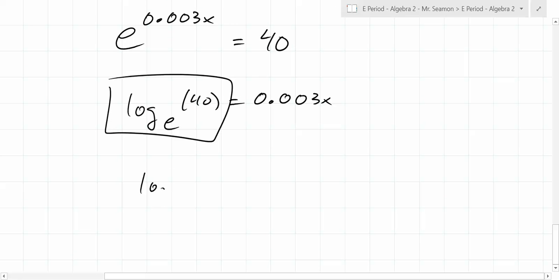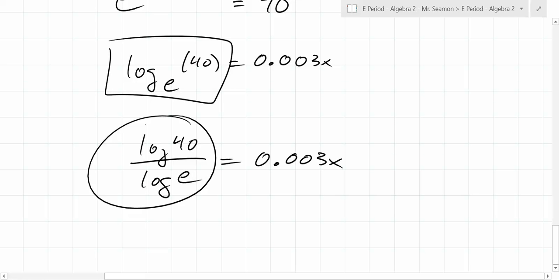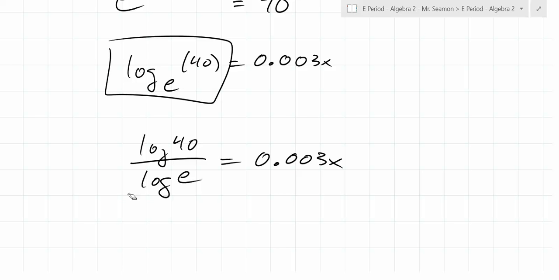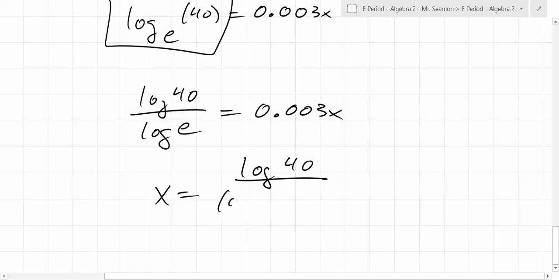So can you get a number for this? Yeah, that's going to be log of 40 over what? Log of e is equal to this thing. So can you get a decimal for this? Can you plug that into your calculator right now if you wanted to? Yes. If you wanted to isolate x, what's the only added step you have to do to isolate x? Divide by 0.003. So what is x going to be? Log of 40 over 0.003 times log of e. You can use your calculator now, and what can your calculator give you?